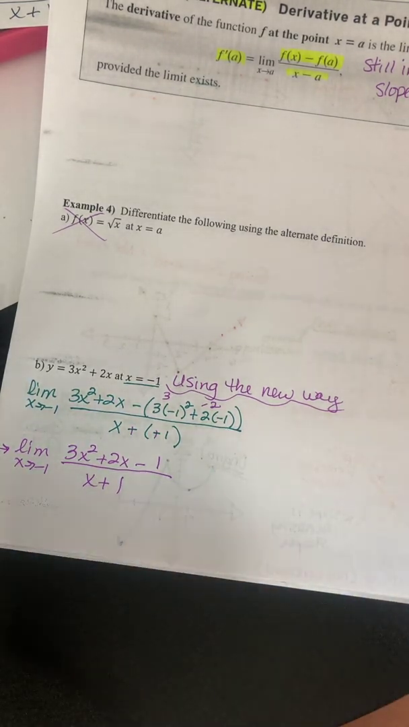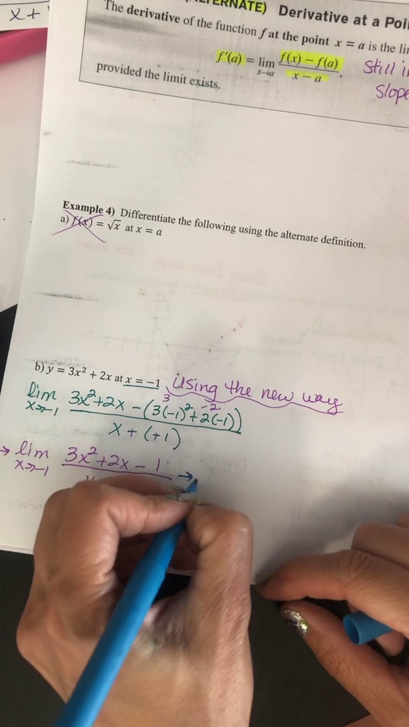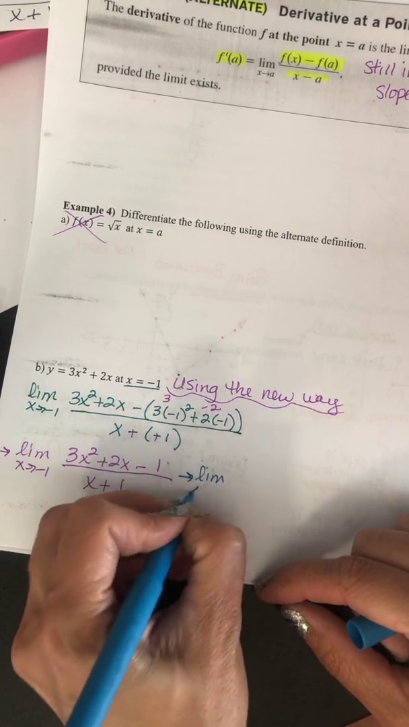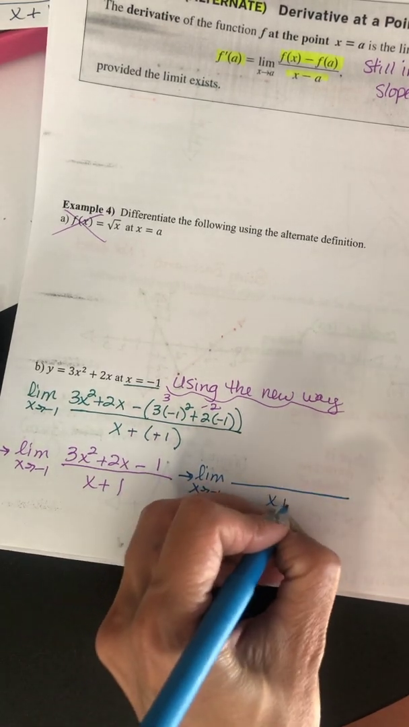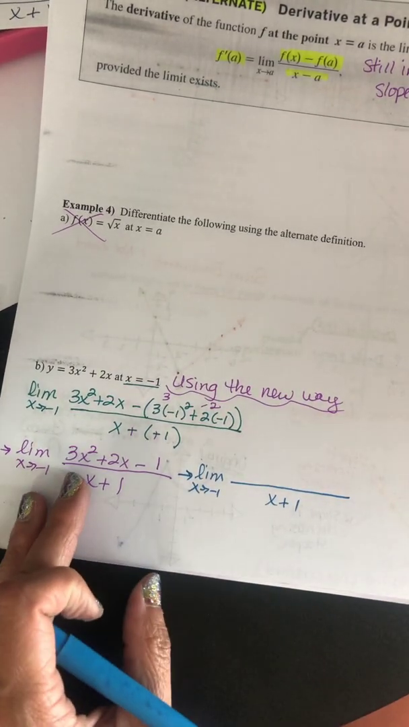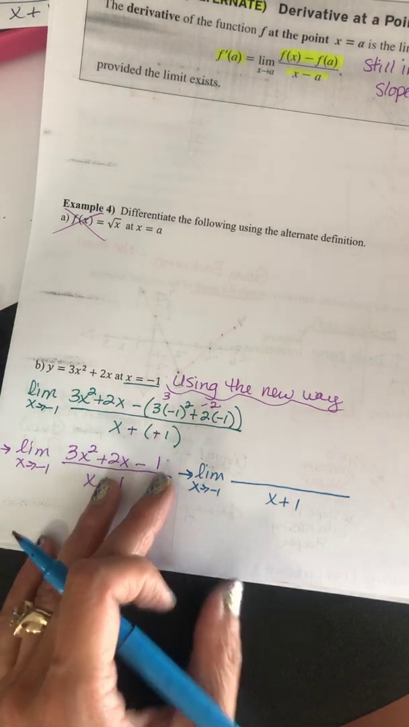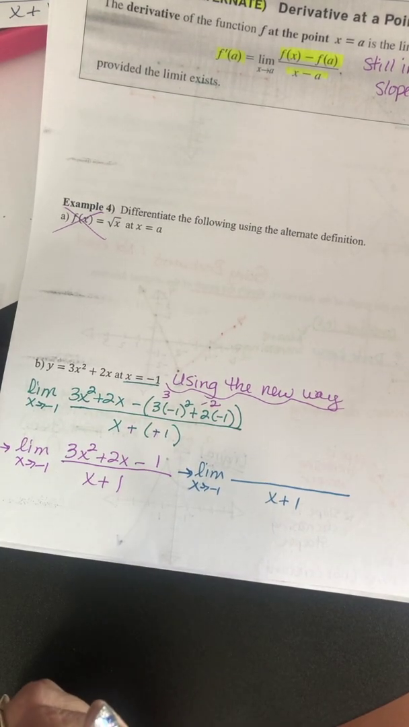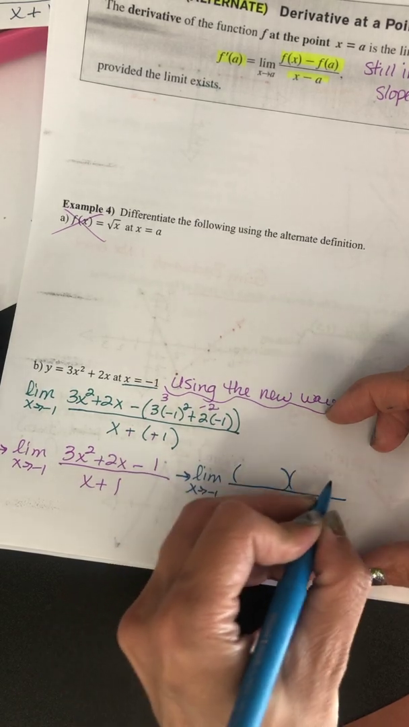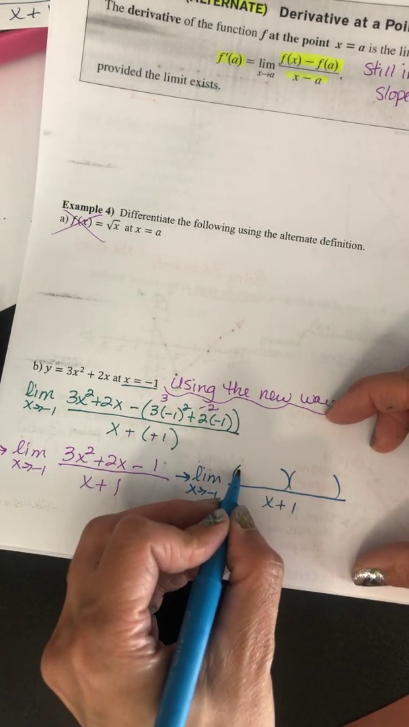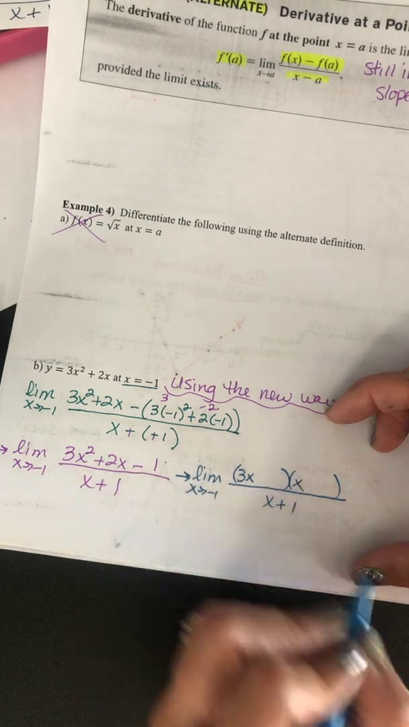So we need to factor this. We're going to have the limit as x approaches negative 1 of something all over x plus 1. You use product sum on this. The product is negative 3. It's got to add up to 2. Okay, so I'm going to use guess and check. We know that we're going to need to get a 3x squared.